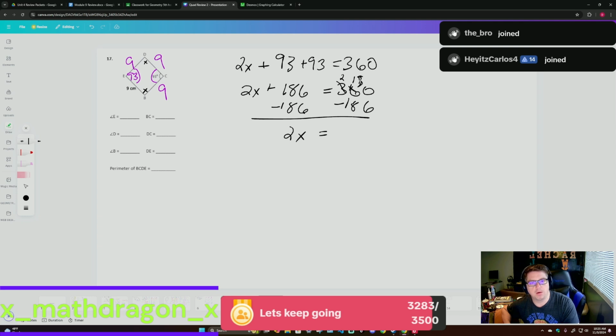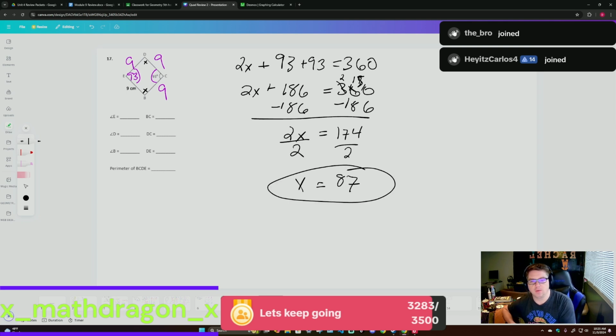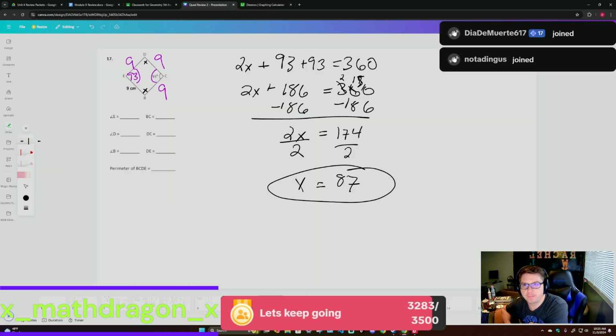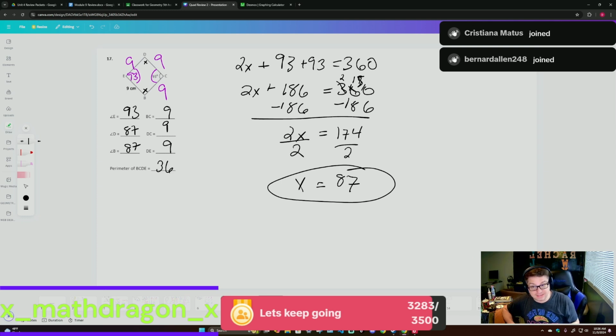And I'm going to get 2x equals, borrow, 174. Divided by 2. X equals 87. I have no idea, just mental mathing it. 174 divided by 2, 87. All right, so that means angle D and angle B are 87s. That means angle E is 93. BC is 9. DC is 9. DE is 9. And then when we add, we get 36, because 4 times 9, 9 plus 9 plus 9 plus 9 is 36.